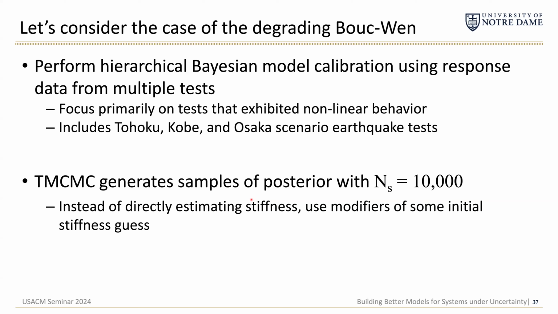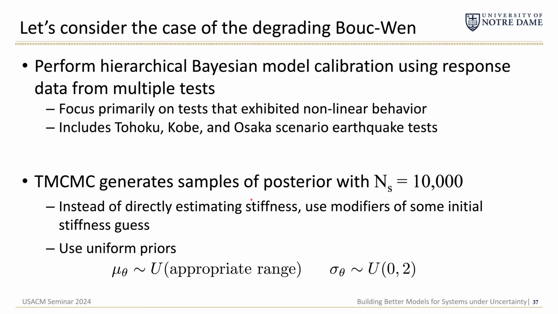Importantly, as an implementation detail, instead of directly estimating those stiffness values, we actually want to use a modifier of some initial stiffness guess, because our manufacturer, as I mentioned earlier, did provide the pre and post yield stiffness. So if we use that, instead of trying to estimate K directly, we're going to see if we have to modulate or moderate that K value. That way our stiffness parameters are all maybe in the range of 0 to 1 or 0 to 2, much like our post yield stiffness ratio.